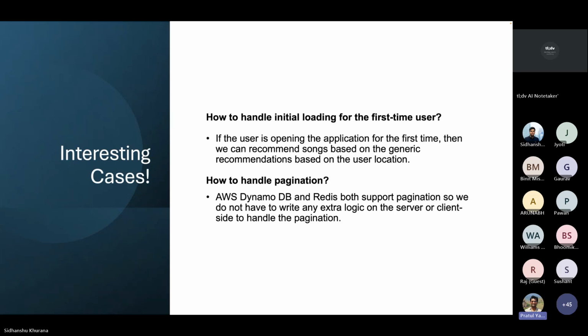How to handle pagination? Since we are using DynamoDB and Redis, we should have the knowledge that these two systems always support pagination. So we don't have to write any extra business logic to cater to this on the client side.